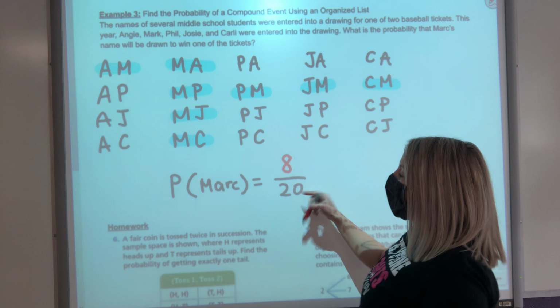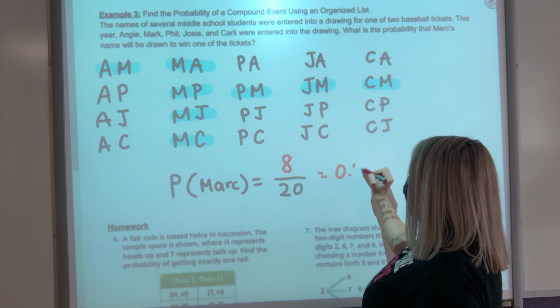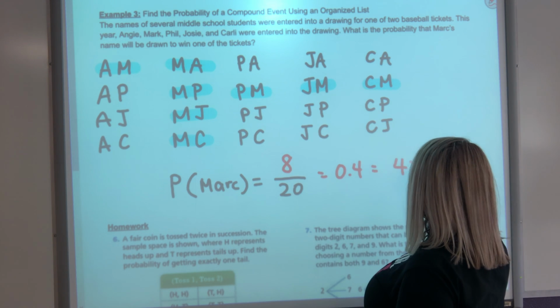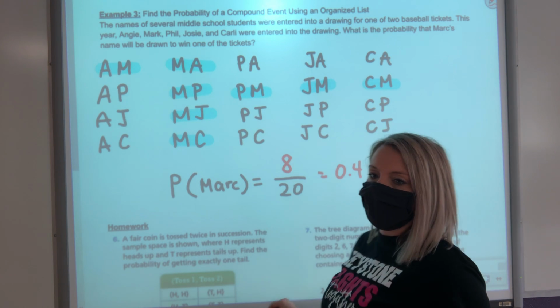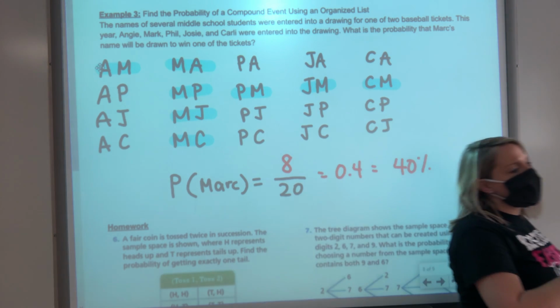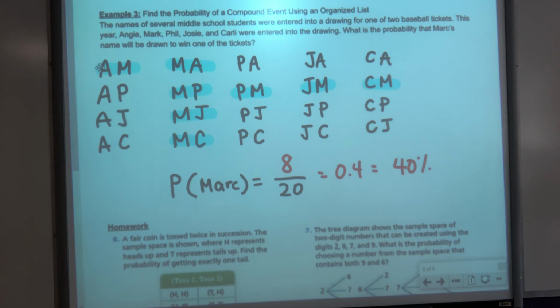Okay, so 8 divided by 20 is 4/10, which is 40%. Does only Mark have a 40% chance to go? Everybody has a 40% chance of getting to go to the game, because there are 8 different ways that everyone can go.